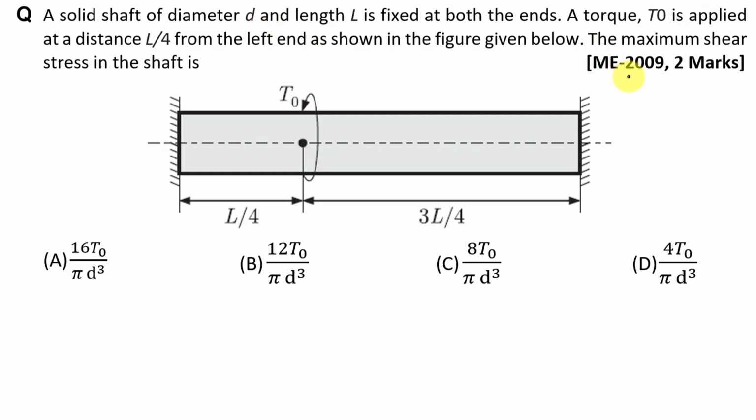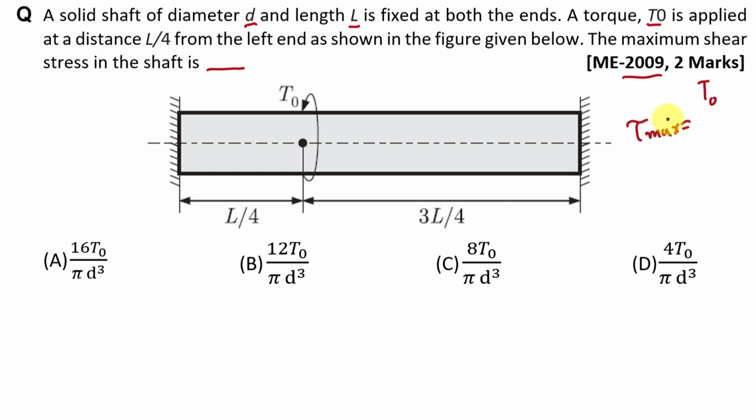Next question is from year 2009. A solid shaft of diameter d and length L is fixed at both the ends. A torque of T0 is applied at a distance L by 4 from the left end as shown in the figure given below. The maximum shear stress in the shaft is dash. Means here we have to find out tau maximum.